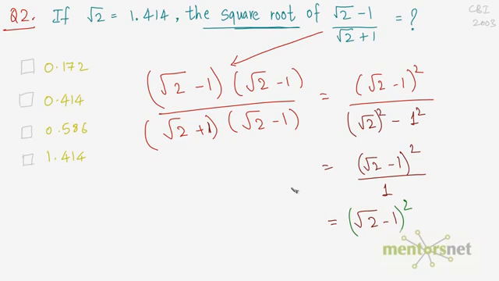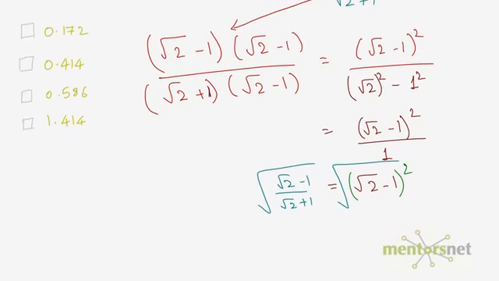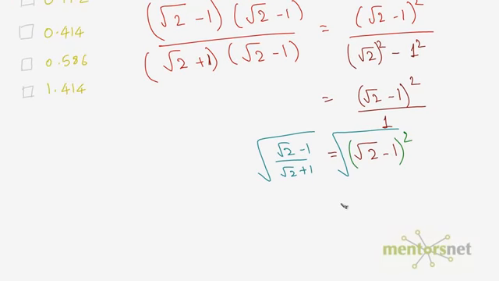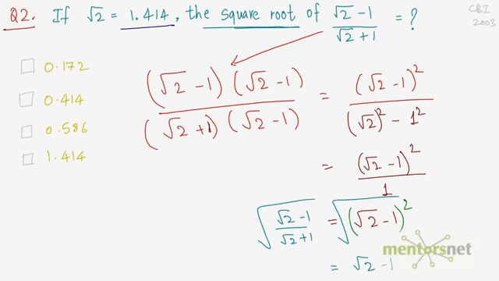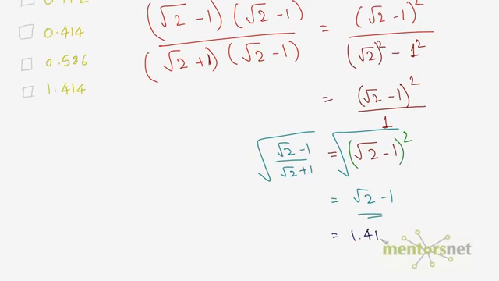So on the left hand side of equal to, you right now have (√2 − 1) upon (√2 + 1). Now take the square root of both the sides. Well, the square root of a square is the number itself. So the square root of (√2 − 1)² is equal to √2 − 1. Now root 2's value has been given to you, which is 1.414. So it is equal to 1.414 − 1, which is 0.414. So you have your answer, 0.414.